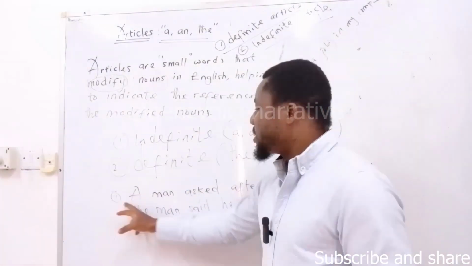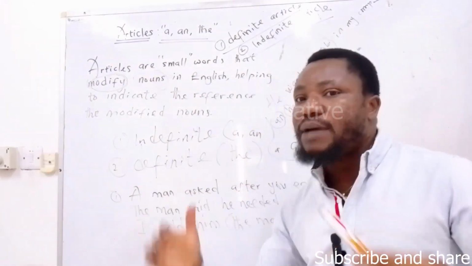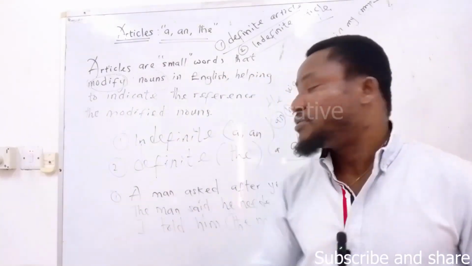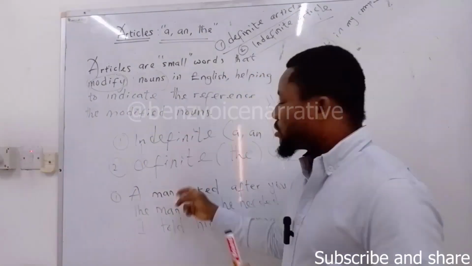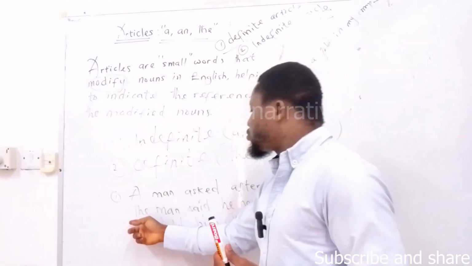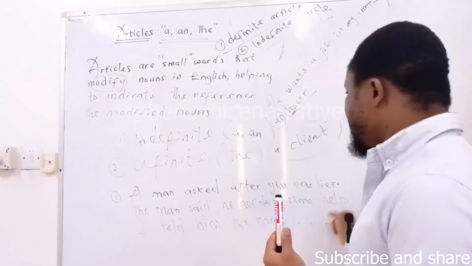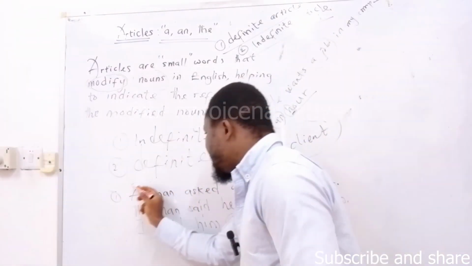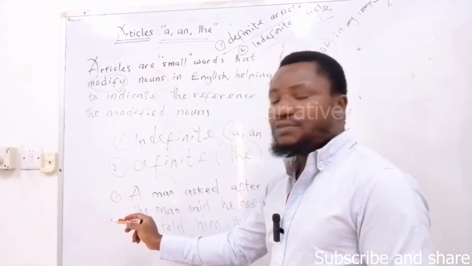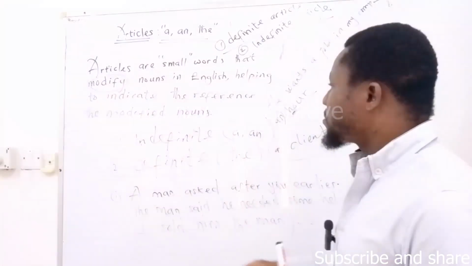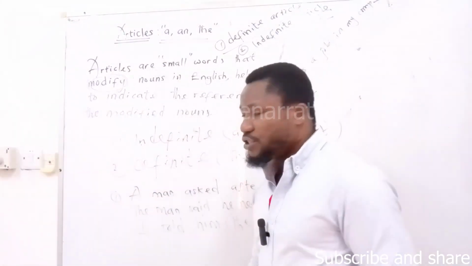And once you have established that, after you've talked about the unknown, the next time you want to talk about that same item, then you go to the definite article. Because by the time we switch to the next sentence here, the man said he needed some help. Which man are we talking about? The man here. Are we clear? So the definite article is a step further from the indefinite article.